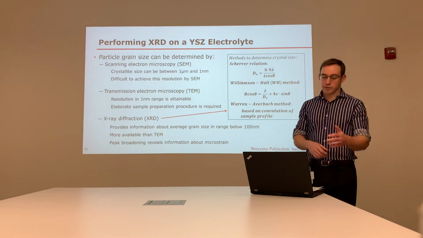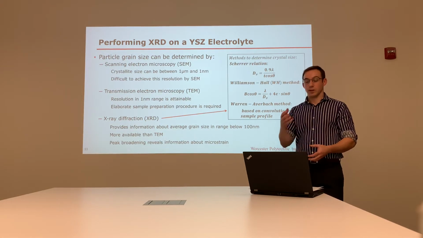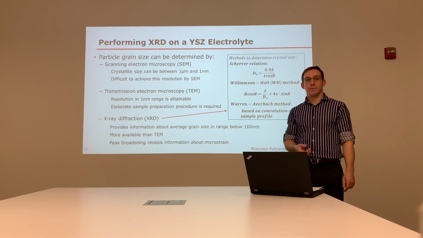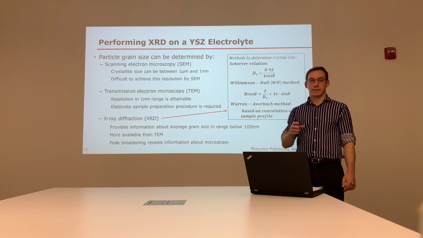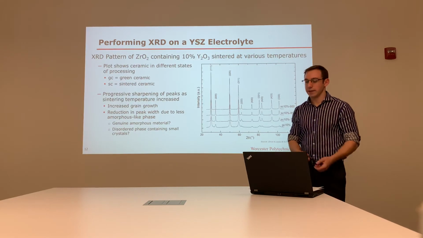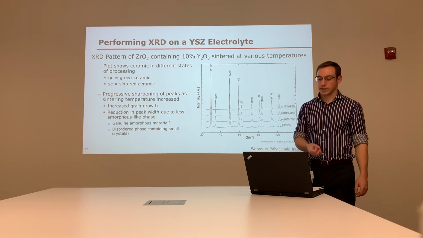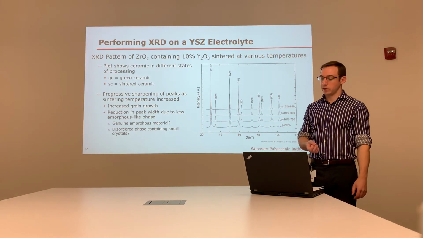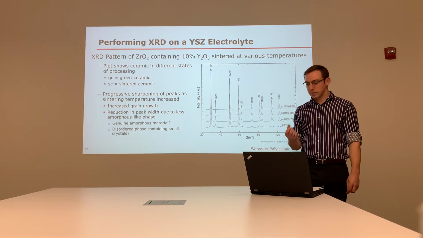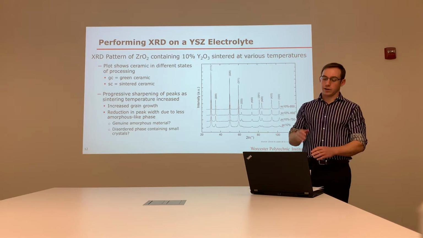So in using X-ray diffraction, there are a few methods to determine the crystal size. There's the Scherrer relation, there's the Williamson-Hall method, and the Warren-Averbach method, which is based on a Fourier series to fit the X-ray diffraction data on that plot. So here we have an image of the diffraction peaks of YSZ after performing X-ray diffraction. So the bottom curve here, you can see this is just a green ceramic with 10% yttria in this zirconia. And you can see the peaks are not very tall and they're rather broad.